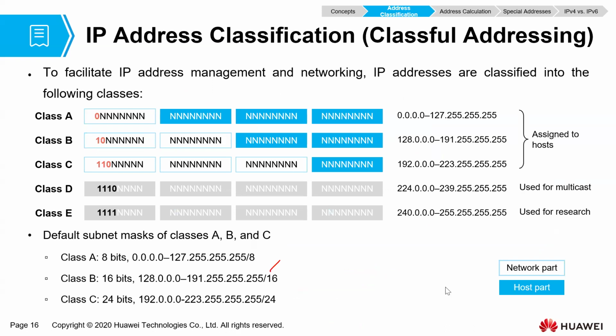IP address classification, classful addressing. We have class A, B, C, D, E. As you can see, my classes are identified by my bits.